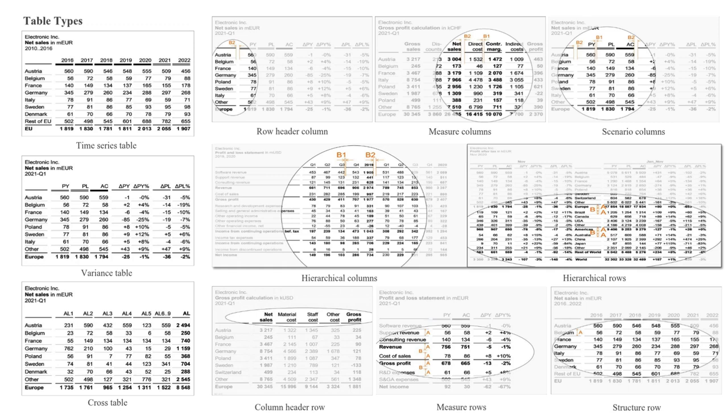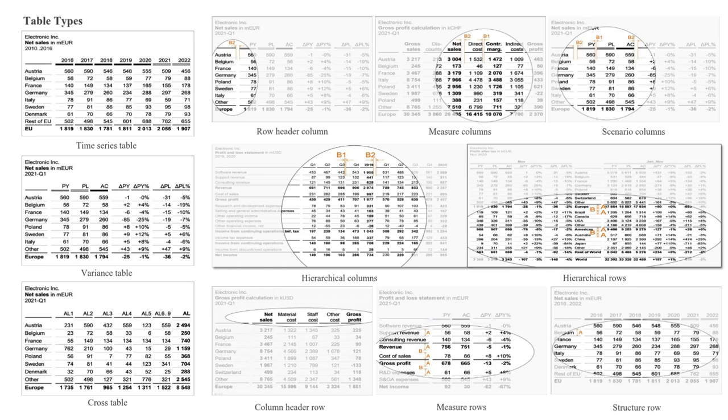The row header column is the leftmost column, the one that names what each row is about, like Austria, Belgium, France. It must be visually distinct from the data. Measure columns carry the numbers. Scenario columns are specifically the columns carrying those scenario values.